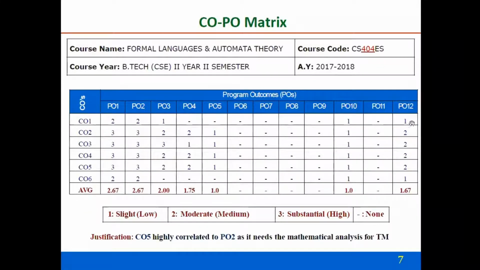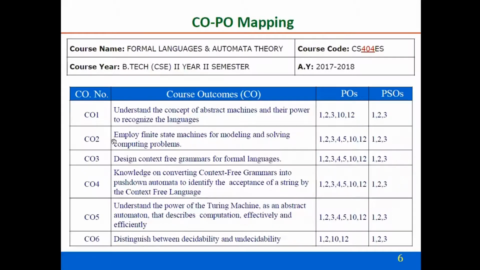Then lifelong learning, PO12. Not very much is required, only slightly some concepts are related for higher education or higher studies, for appearing for competitive exams, etc. Now for example, here CO2 for PO1 mapping with 3. Let us see CO2: employ finite state machines for modeling and solving computing problems. Even the sentence itself consists of solving computing problems.